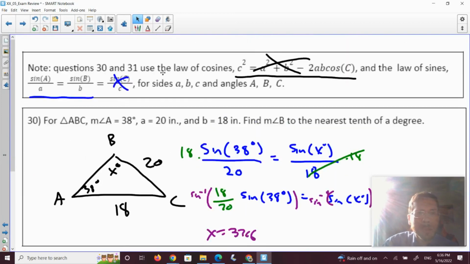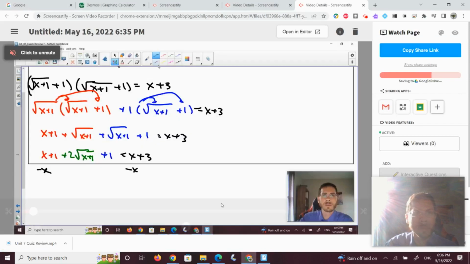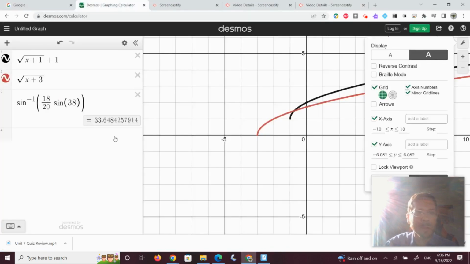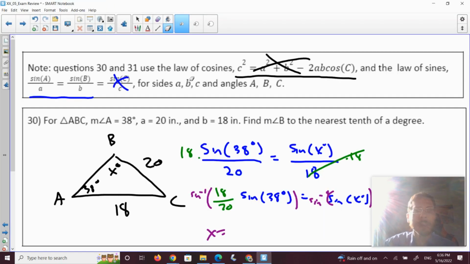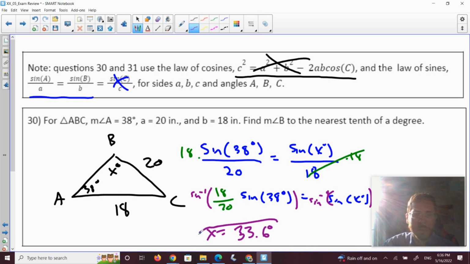All right, rebooted this. So I thought we said that this was 33.6. Let's just fill that in again. Where did we get that? Right here, 33.6. So 33.6 degrees. All right, so that's our answer for number 30.